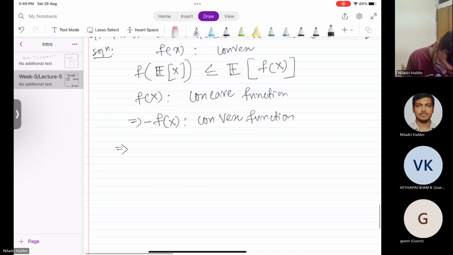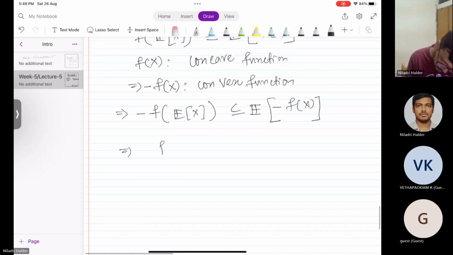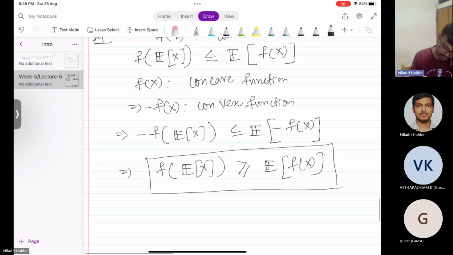Then minus f of expectation of x is not equal to expectation of minus f of x. Then, so this is the Jensen's inequality for concave function.